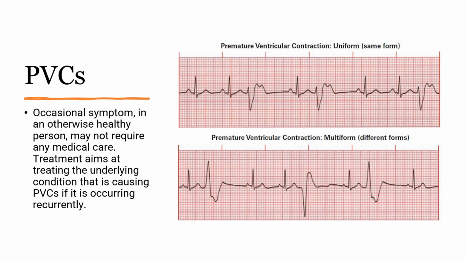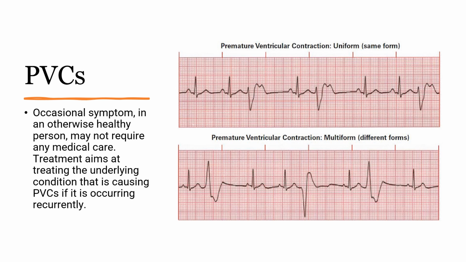So you or I, again, if we've had too much caffeine or stimulants or something like that, we may have a PVC occasionally or here or there. It may feel like a little fluttering in our chest for a moment. That is not something to be concerned about.